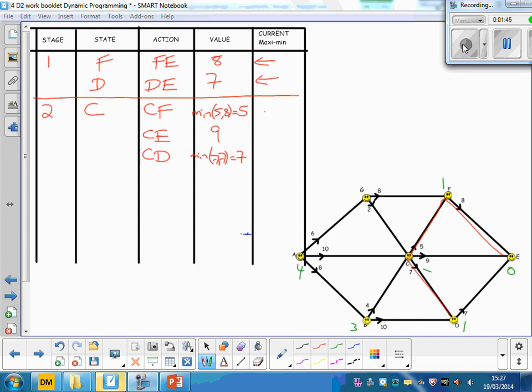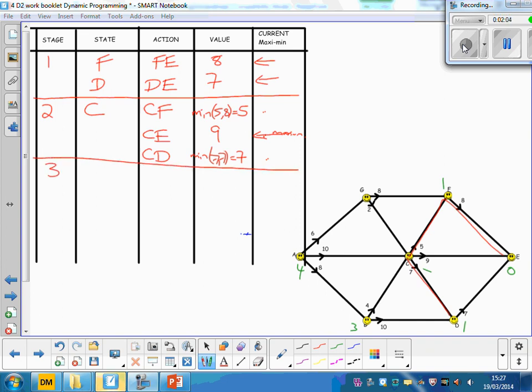Now, if you were at C, which route would you take? Which is the one that's got the most scope for you getting large lorries down? It would clearly be this one here. And this is our current Maximin. Now, that's the current one that we would best route. Let's step back another place.